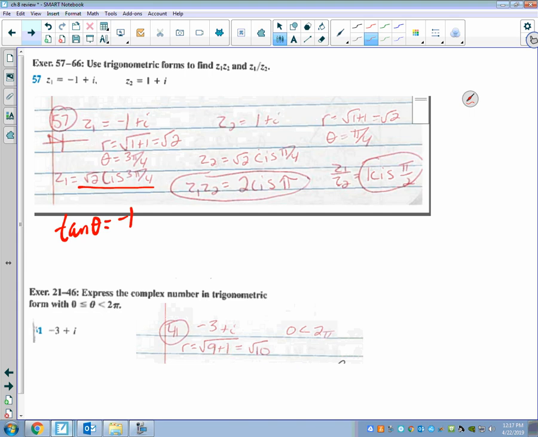1 plus i also has the square root of 2 as the r, and it's the same thing except it's in quadrant 1, so it has a tangent of positive 1. So that's how I knew it was pi over 4. It doesn't say whether to use degrees or radians, but I just did radians on this, I guess. So when I multiply, I multiply the r's and add the thetas, and I got 2 cis pi. And on the other one, I divide the r's, which I got 1, and I subtract the thetas, and I got pi over 2. Okay?